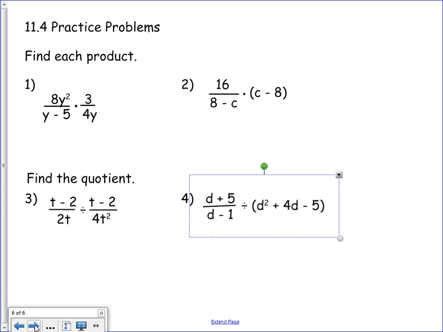Now you have 4 practice problems to work on: 2 multiplication, 2 division. Remember, when we're dividing, we're really multiplying by the reciprocal. And please make sure you write down any questions that you have. Be sure to ask them during class the next time so that I can answer them for you.